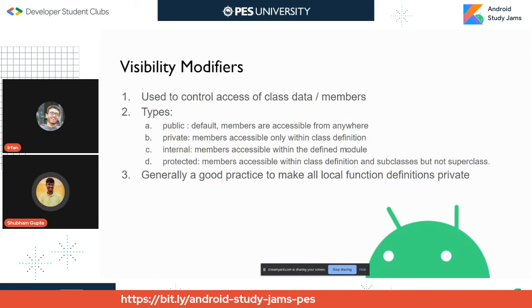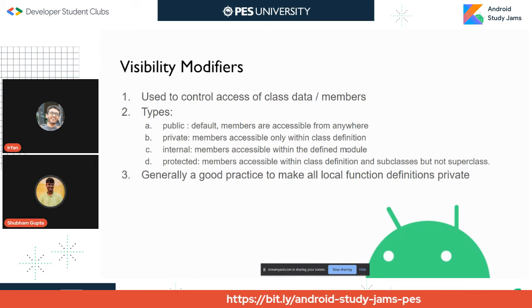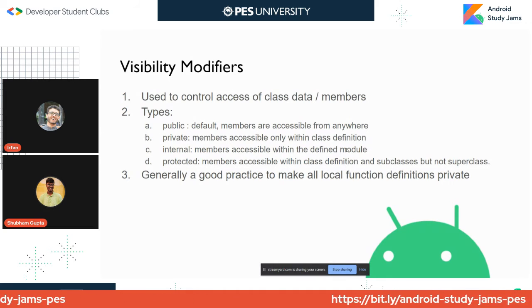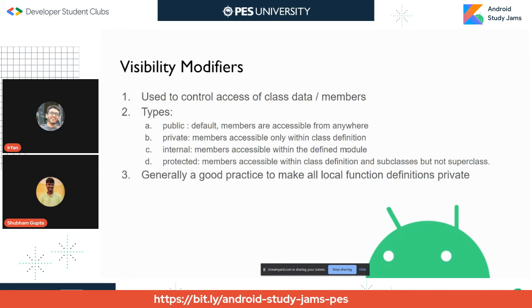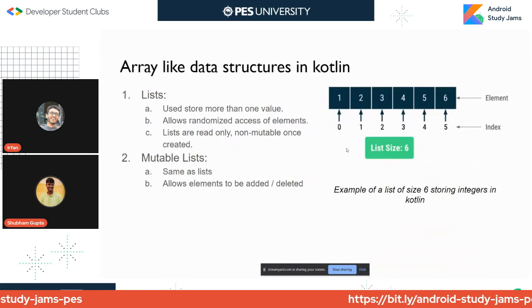So the definitions are right there. By default, you would use public everywhere, and private you would use if you don't want it to be accessed outside the class. Public and private are actually the two most commonly used ones. The others, I wouldn't say they're common, but they're available. All right, so moving on.